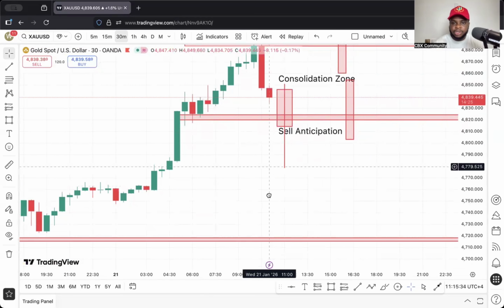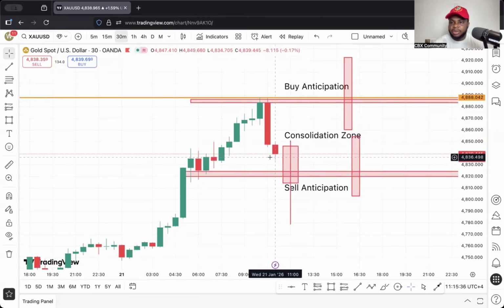But for now, we don't need to do anything. Looking at how this candle is printing, it can as well choose to close with a small bearish candle in this consolidation zone, because from this resistance zone to this support zone is considered a consolidation zone. So it's very important for us to know what we want and how we want it.